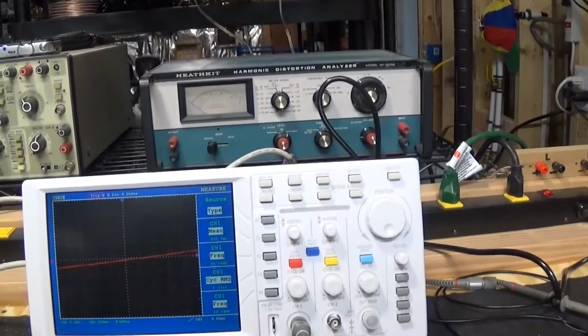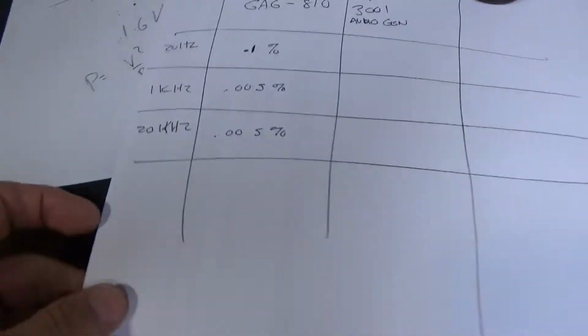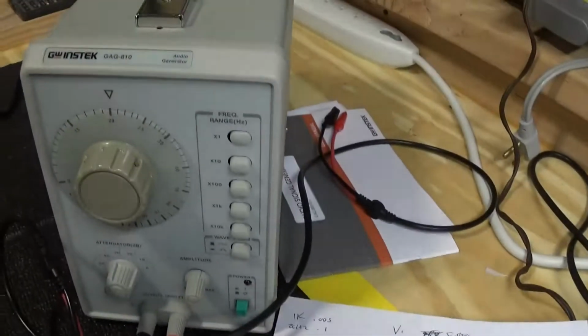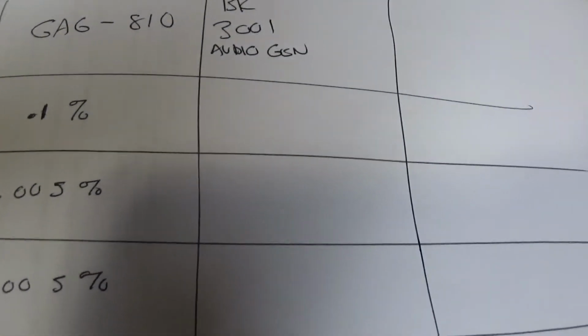Okay. So I'll hit pause here and hook this guy up to it, and then we'll hook one of the other signal generators up, just to get a comparison. I'll be right back. Okay, so for the GAG-810, at 20 hertz it went to 0.1%, but almost everywhere else it was 0.005%, at 1K and 20K.